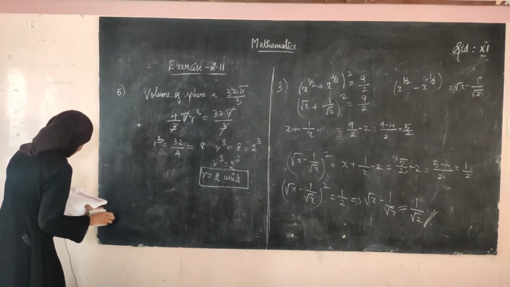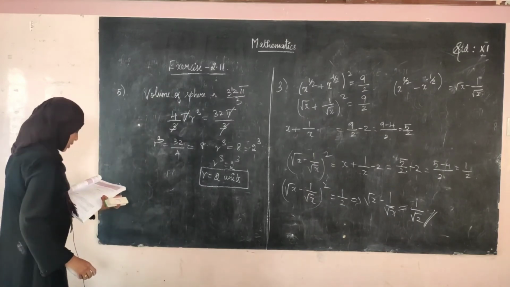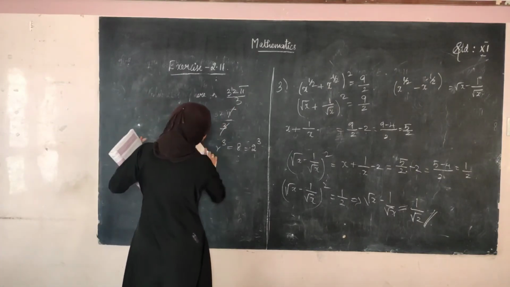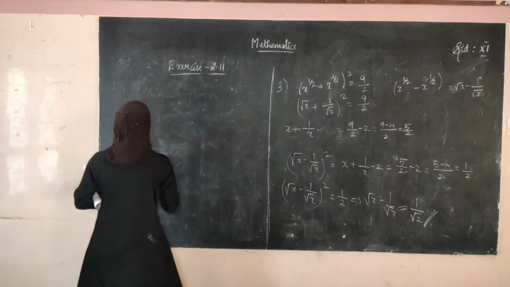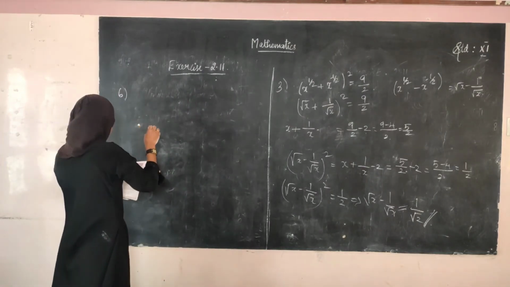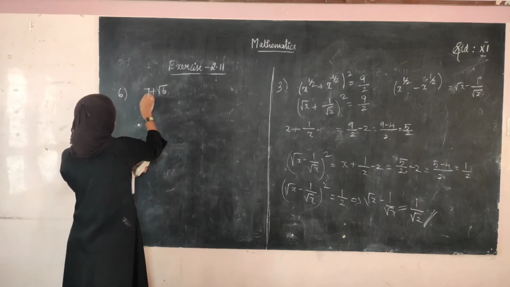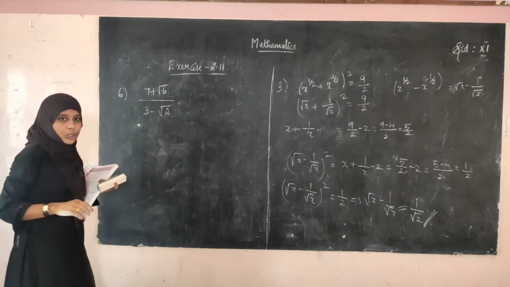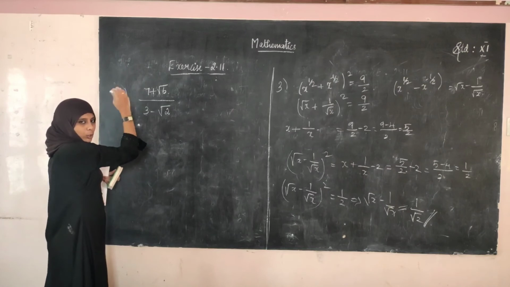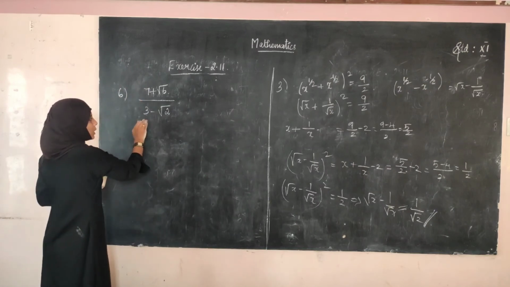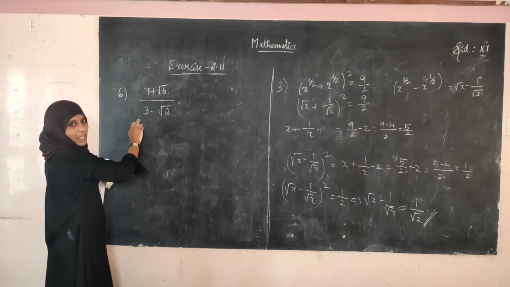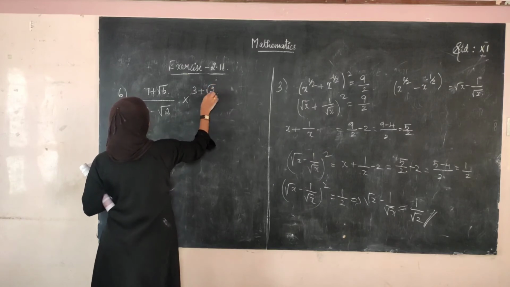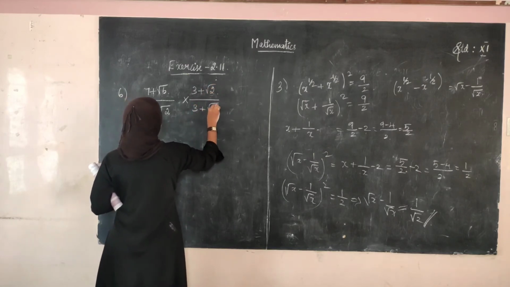See the sixth sum. Simplify by rationalizing the denominator. We have seen this kind of sum in the example. 7 plus root 6 divided by 3 minus root 2. What we have to do is find the conjugate of the denominator and multiply both the numerator and denominator by that conjugate. The conjugate of 3 minus root 2 is 3 plus root 2. So we multiply by 3 plus root 2 divided by 3 plus root 2.